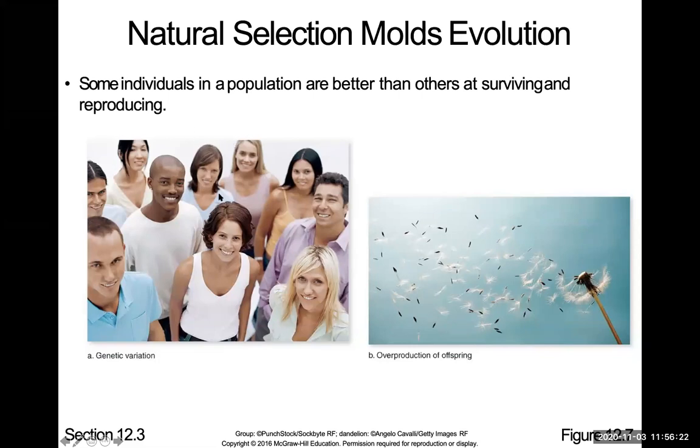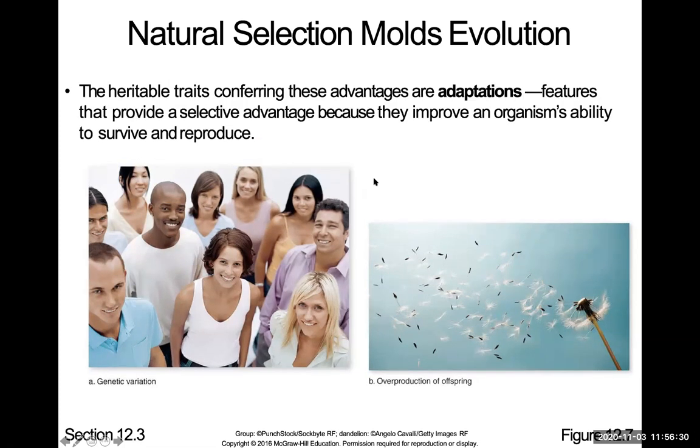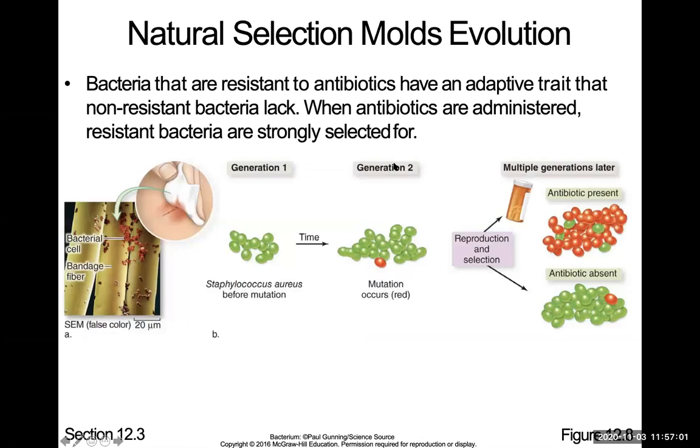So some individuals are going to do better if the tiger runs after them, whereas the others might not be able to reproduce. But the ones that do are the ones passing on the genes. So this is called adaptation. The heritable traits that have these advantages are sometimes called adaptations. An adaptation is a feature that provides a selective advantage because it can improve someone's ability to survive and reproduce. So if you're able to adapt to the environment and survive long enough to reproduce, your genes are going to be passed on. So you're going to be able to adapt if the environment changes drastically.